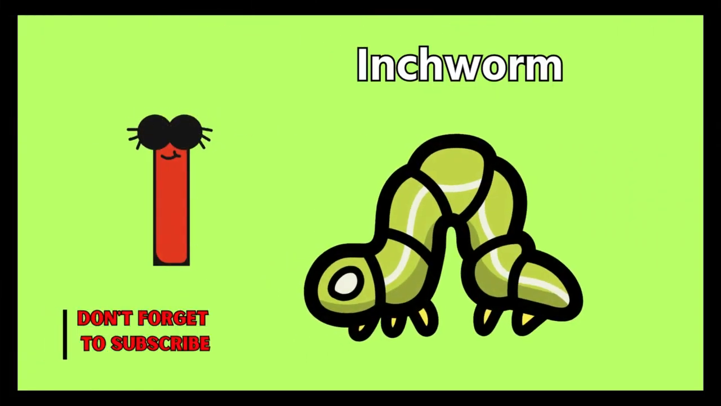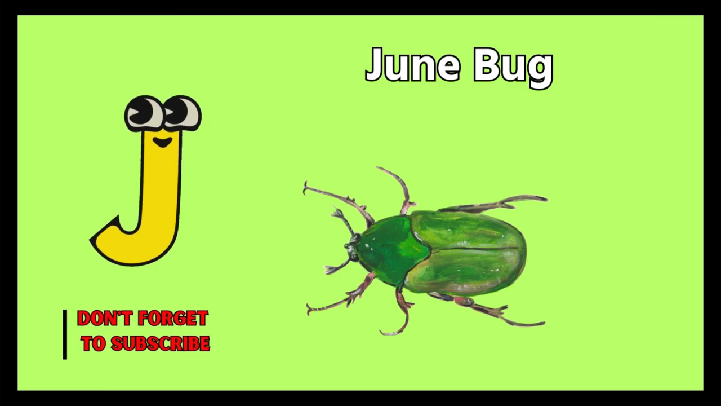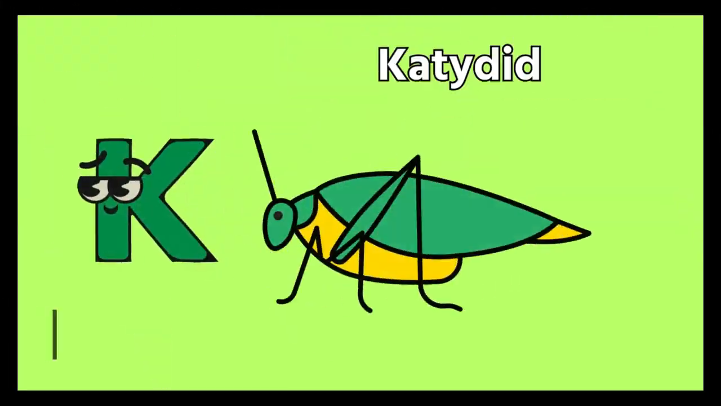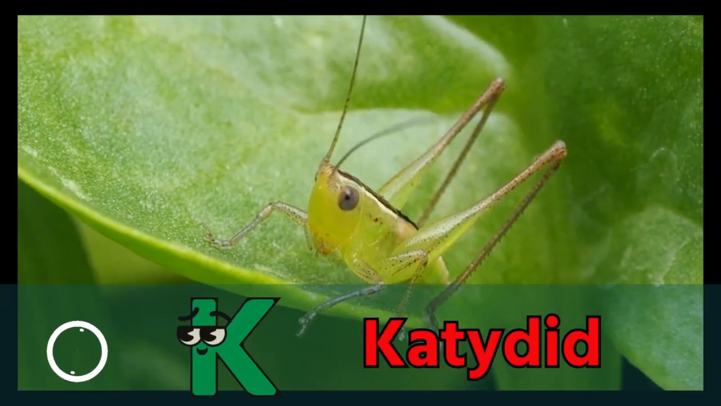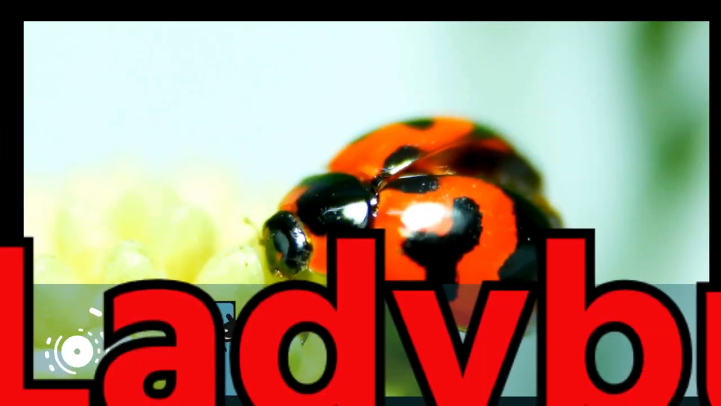I is for inchworm, crawling on a leaf. J is for June bug, bringing summer brief. K is for katydid, chirping in the tree. L is for ladybug, cute as it can be.